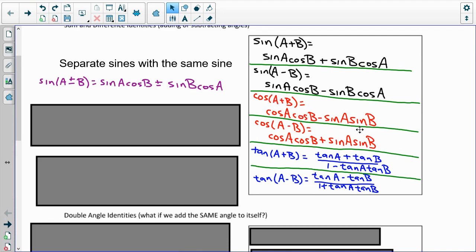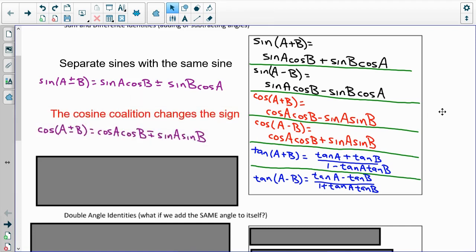Now the cosine formulas, notice the cosines stay together and the signs stay together. And then the plus turns into a minus and the minus turns into a plus. So the mnemonic I use for that is: the cosine coalition changes the sign. Coalition is when things band together or they stay united. And so the cosines stay united and then the plus turns into a minus or the minus turns into a plus. So it changes the operation on the inside.